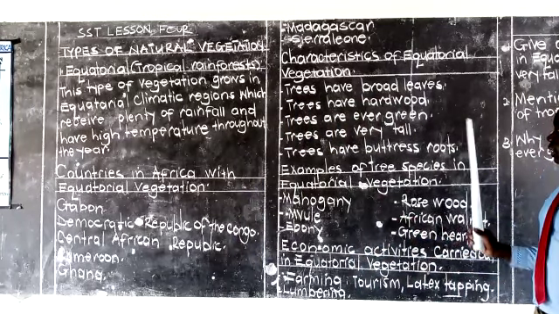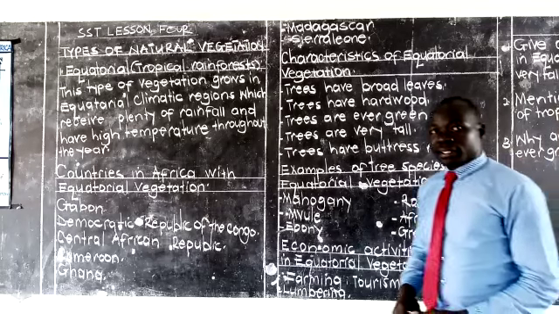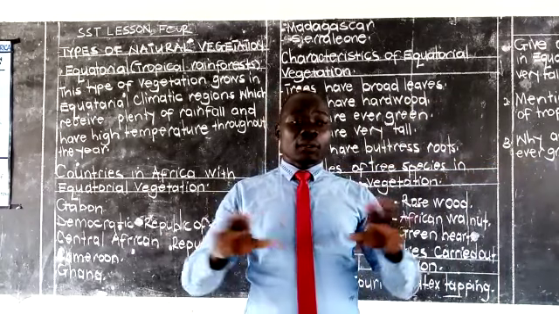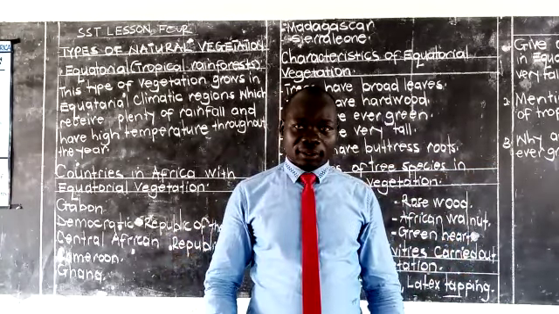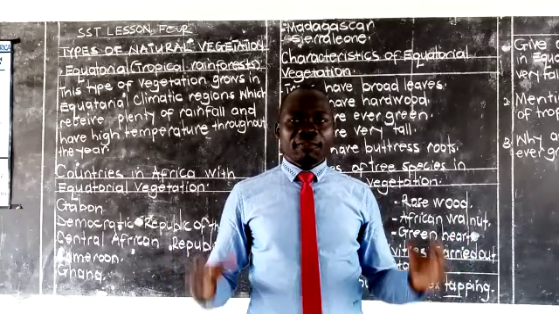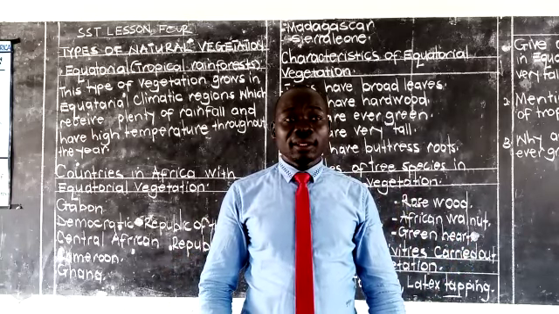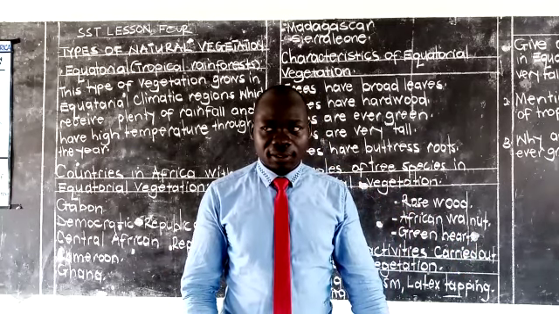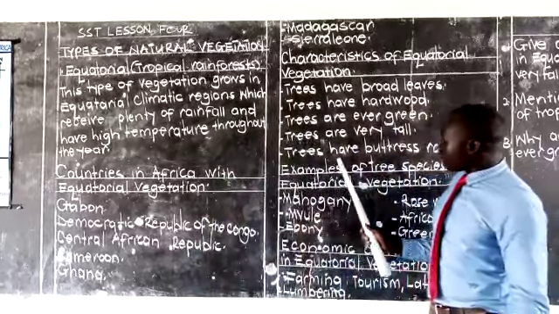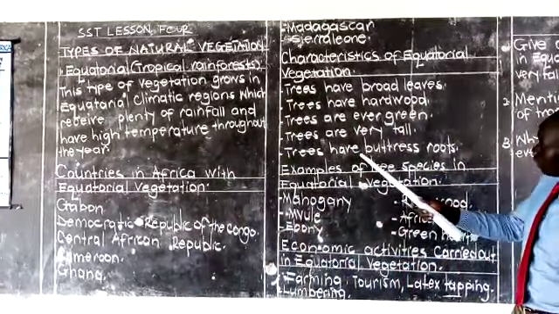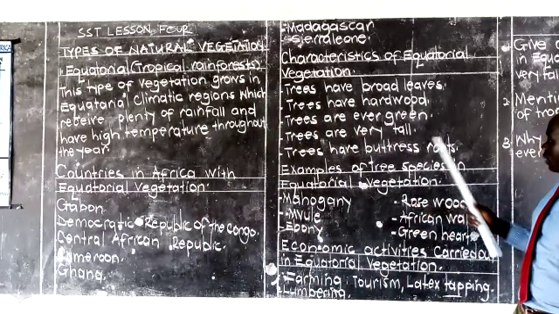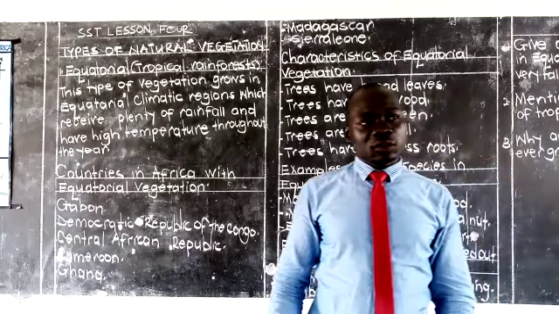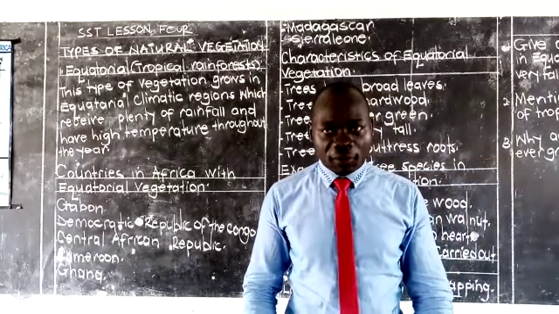So we said trees have buttress roots. There are some roots that develop on these big equatorial trees that are found outside, above the ground. These buttress roots give extra support to the trees in equatorial vegetation or tropical rainforest. The spelling is here, called the buttress, and so it's called buttress roots, which give extra support to the trees in a tropical rainforest.